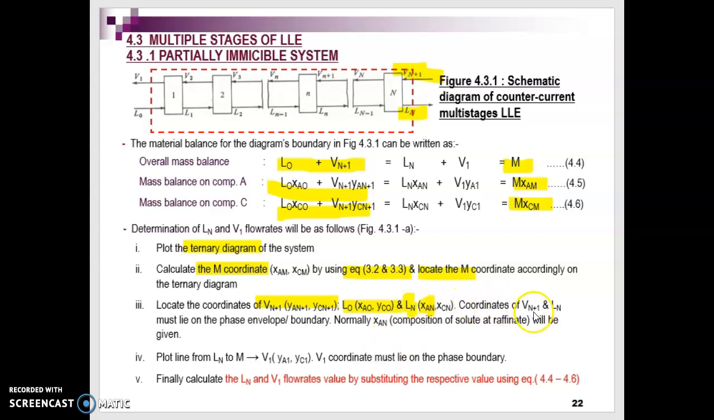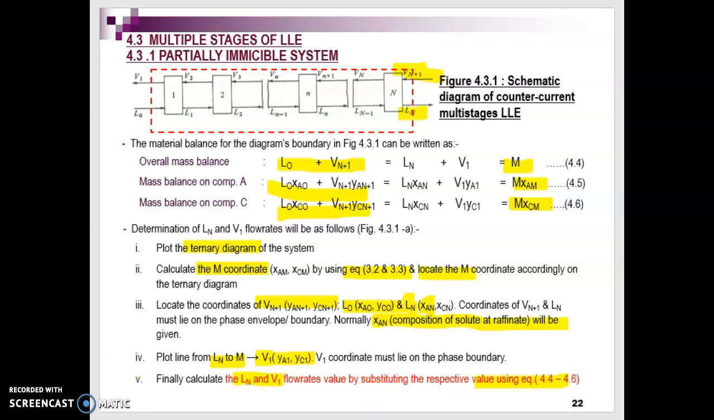So coordinates of Vm plus 1 and Ln must lie on the phase envelope boundary. So normally the compositions of solute at raffinate will be given. Okay, next you are going to connect the line Ln to M to obtain your V1. So this is how you get the value for your V1. Make sure your V1 must lie on the phase boundary. Next, you can calculate the Ln and V1 using the equations.